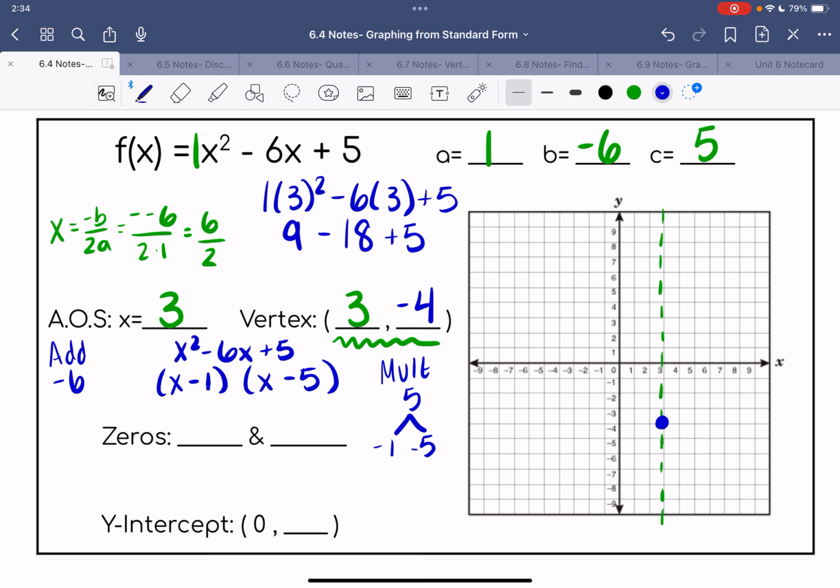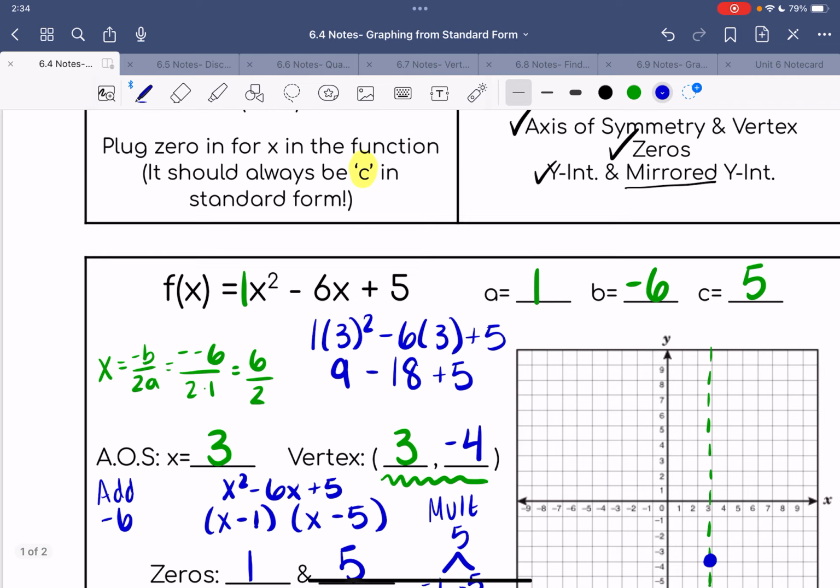And then my zeros are going to be the opposite of that. So if I were to set x minus 1 equal to 0, I would add 1 to both sides. My zero would be positive 1. x minus 5 equals 0. Add 5 to both sides. My zero would be positive 5.